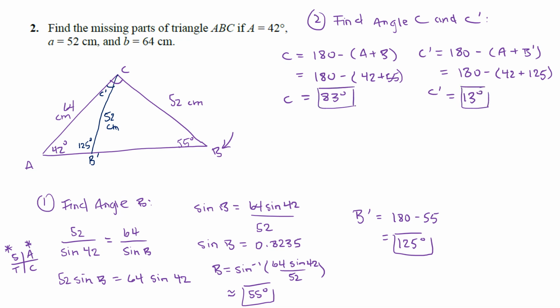Okay, so we've almost found all of our missing parts. The last thing that we need to find are the side lengths. So we need to find the side lengths for C prime and C. So these are all lowercase c's. All right, we just found the angles. Now we need to find the sides. Okay, so let's get a fresh slide to help us find those sides.